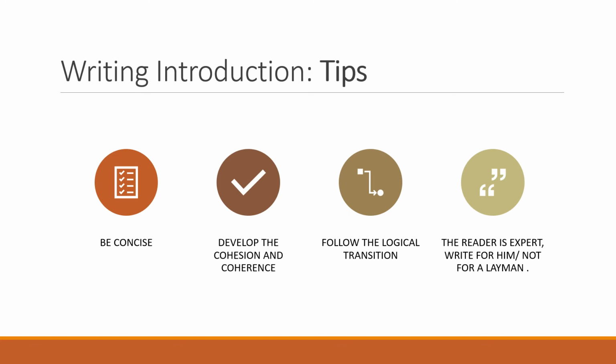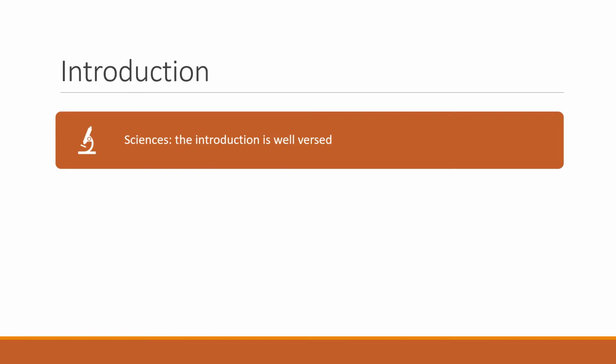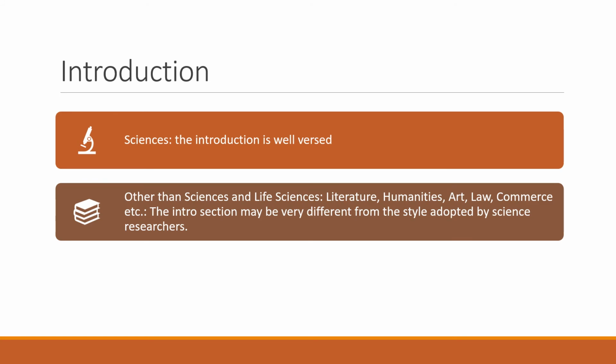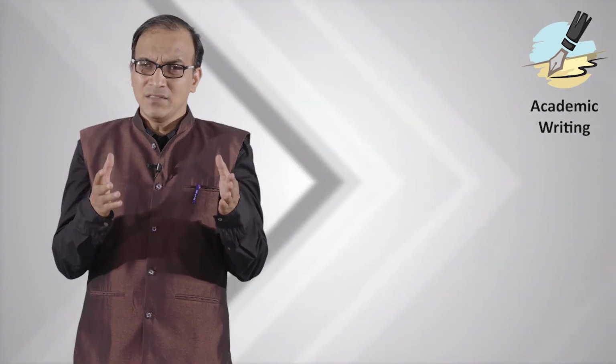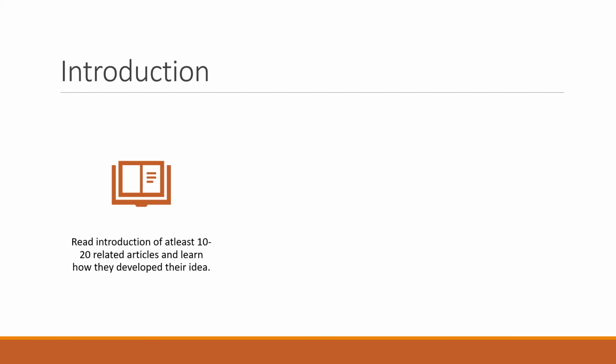In sciences and life sciences and in engineering, writing the introduction is well versed. But in arts, humanities and other subjects, in social sciences, writing introduction depends completely on the field, specific subject being dealt. What you have to do specifically, if you are targeting introduction of any type for any type of study, at least refer 10 to 20 research articles of related field and then try writing the introduction.